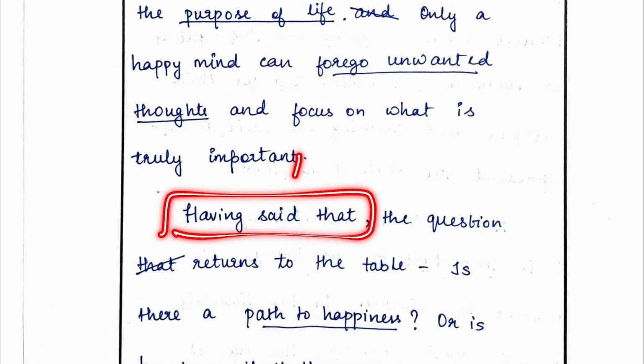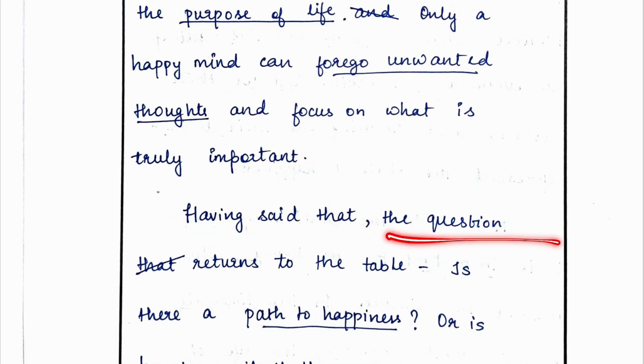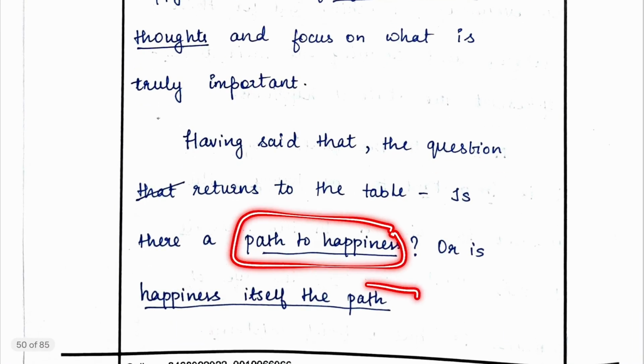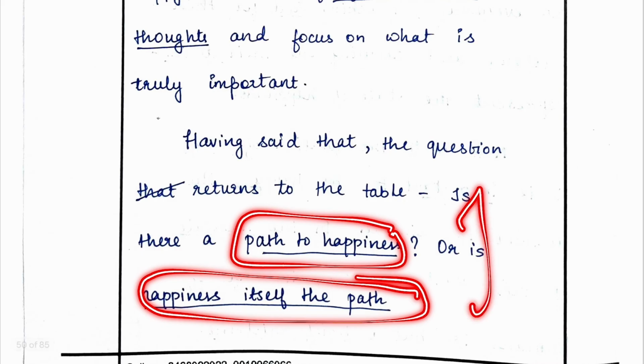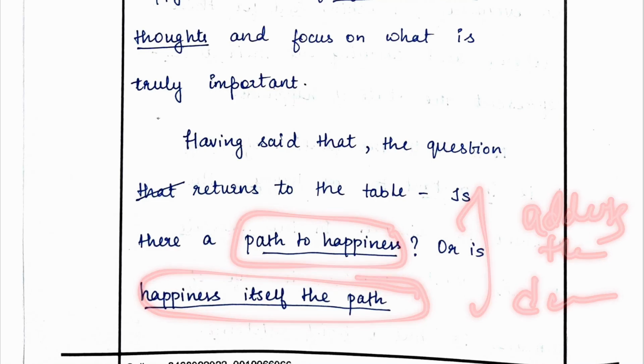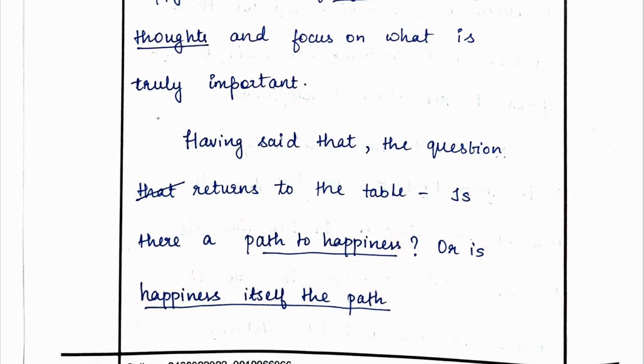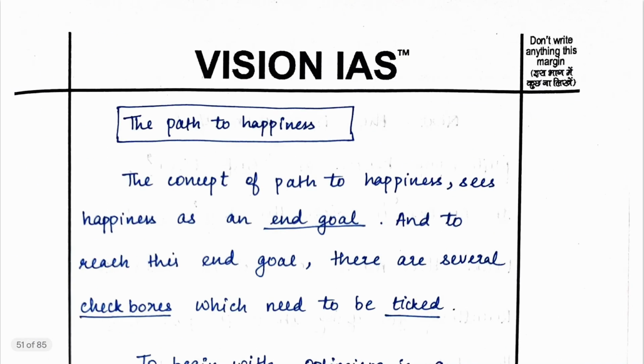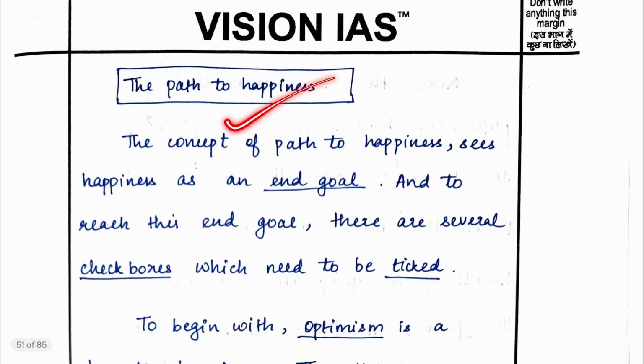Having said that, so this is the connector. The question returns to the table: is there a path to happiness, or is happiness itself the path? Now he is trying to address the demand of the question. So firstly he talked about what is happiness, why we need to be happy, and then he is coming to the main demand of the question statement, the path to happiness.